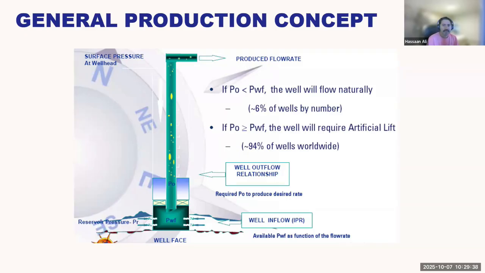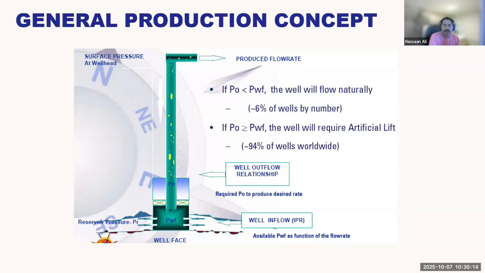And what actually happens is that there are two types of scenarios. If the P naught, which is the pressure in the tubing, is less than PWF, which is the pressure downhole, the well will flow naturally, right? Because if you remember Bernoulli's principle, the pressure migrates from high pressure to low pressure, right? So your P naught is small, your PWF is higher, so your PWF will migrate towards the tubing, and you will produce naturally. Only 6% of the wells flow naturally. So a big number of wells do not flow naturally.